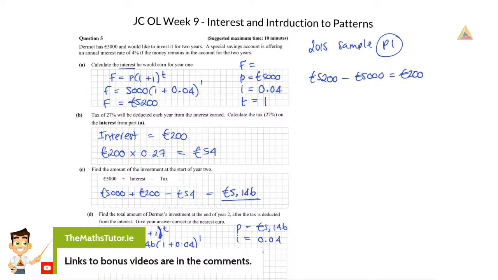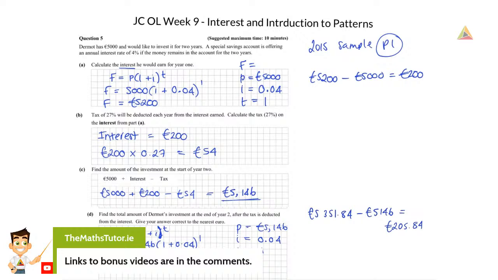Now that's your final amount. You want to find out how much interest you made between year 1 and year 2. So that's going to be the final amount here minus the final amount at the end of year 1. So it's going to be 5,351.84 take away 5,146. So you put that into the calculator and you get 205 euro and 84 cents. So that's how much interest he made on the second year.